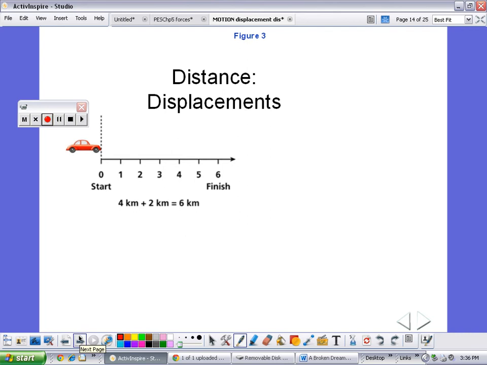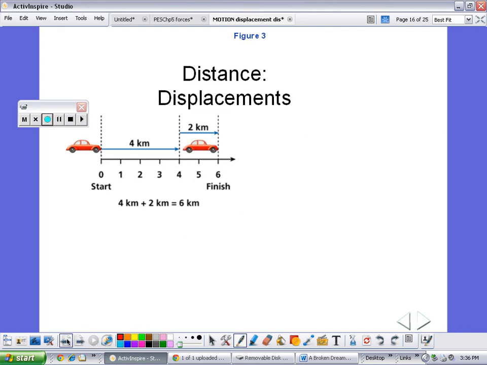When we look at distance and displacement, if we look at this car, it travels 4 kilometers and then it travels another 2 kilometers. So these two will add together to give you a total of 6 kilometers at the finish. Now the 6 kilometers is your distance. But because the car started and finished at the same spot, this is also your displacement. So there are times that your displacement can be the same as your distance.